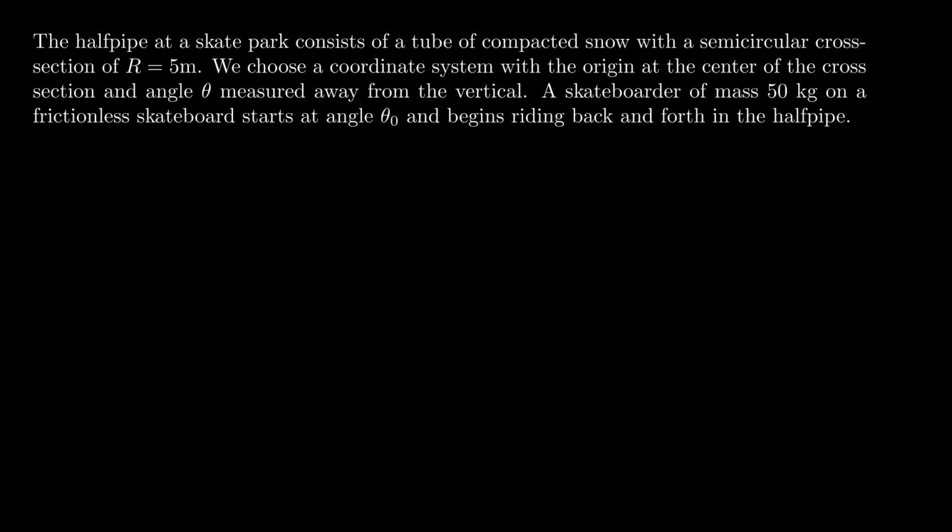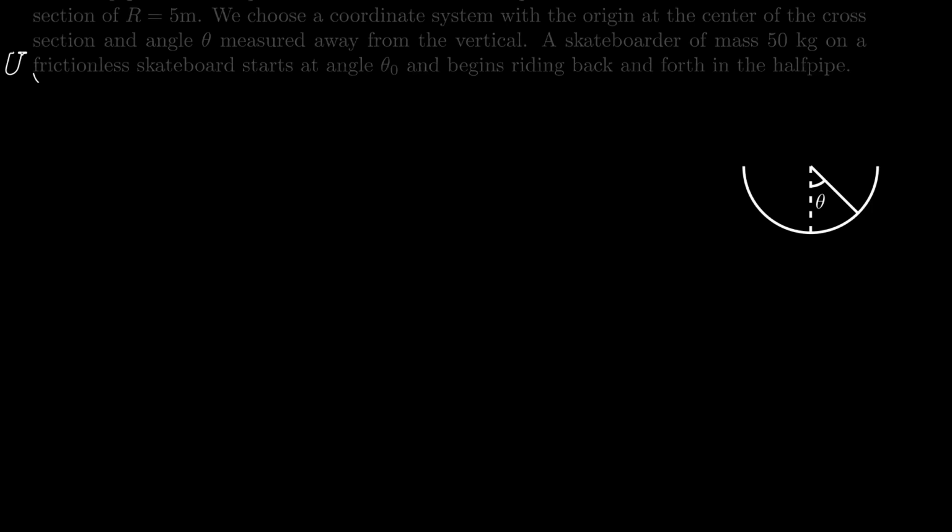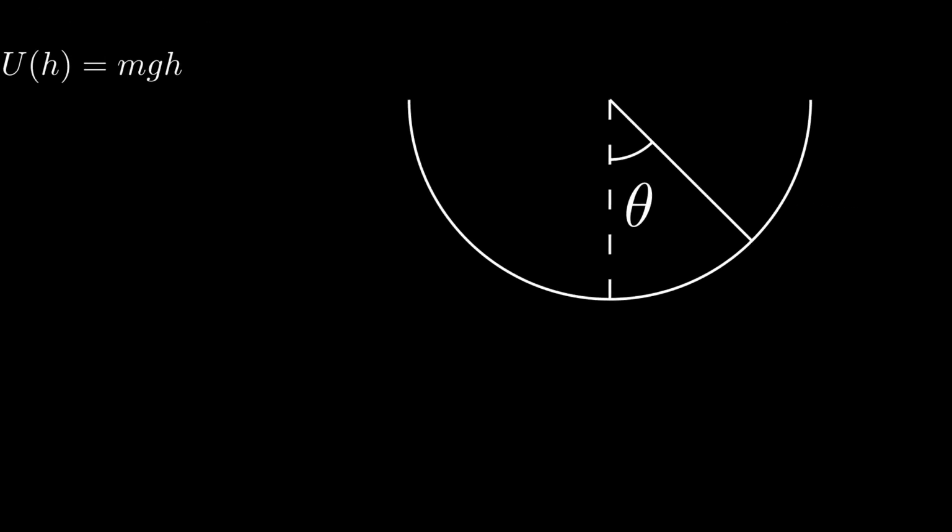Part A asks us to find the potential energy of the skateboarder as a function of their position theta. Here's what the situation looks like. The skateboarder is at the point where the solid line meets the semicircle. First, we know from introductory physics that the potential energy as a function of height h is U of h equals mgh, so we'll need to find an expression for h in terms of theta.